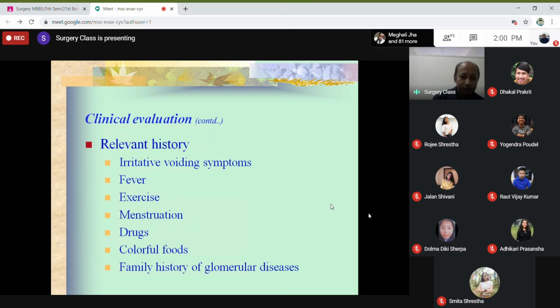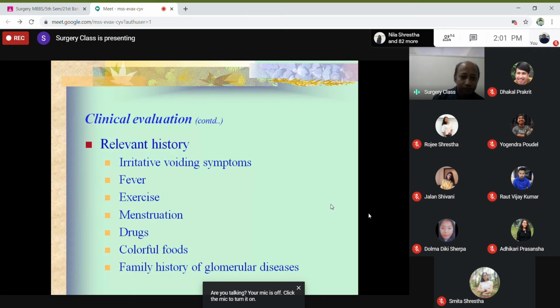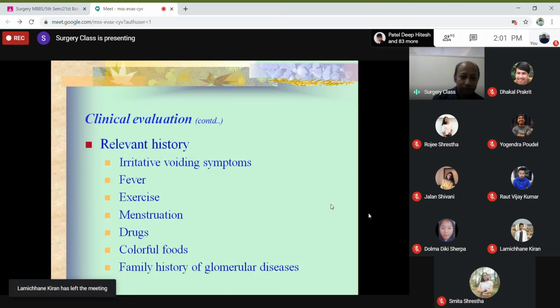Besides these things, when you evaluate a patient of hematuria, you need to ask certain other questions, like irritative voiding symptoms like dysuria or urgency, frequency. These are present in cases of urinary tract infection. Fever, again, suggests pyelonephritis or cystitis. Sometimes there can be exercise-induced hematuria. Vigorous exercise can also cause hematuria. So ask the patient whether he had vigorous exercise before passing urine or not. Similarly, in females, if the lab report shows RBCs in the urine, you have to ask whether that was during the period of menstruation or not.